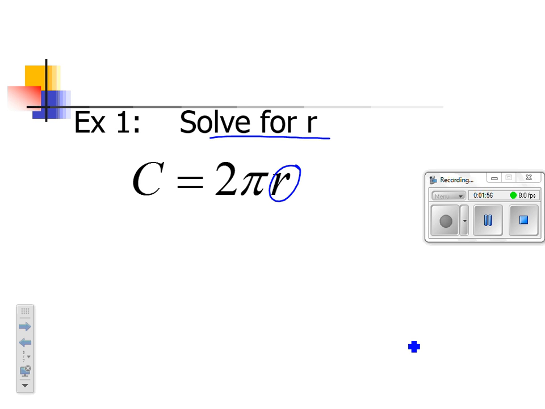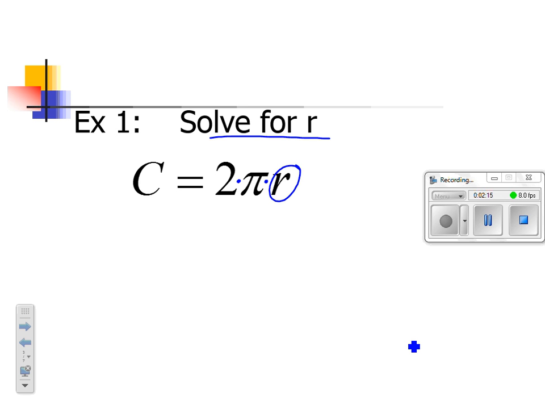What's happening between the 2 and the pi and the r? Well, it's not addition because I don't see it. It's not subtraction. I don't see it. It's not division. I don't see that sign. So the sign that's there, but not really there, is multiplication. So these guys are all being multiplied.